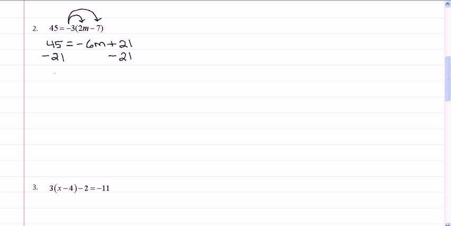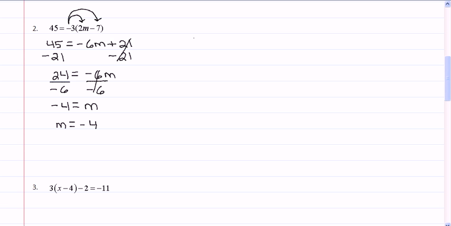45 minus 21 is 24. It's equal to negative 6m. My 21's cancel. And I'm left with 24 equals negative 6m. Since the negative 6 is being multiplied by m, I use the opposite operation, which is division. 24 divided by -6 is -4. My -6's cancel, and I'm left with just m. So you can also write this answer as m equals -4.